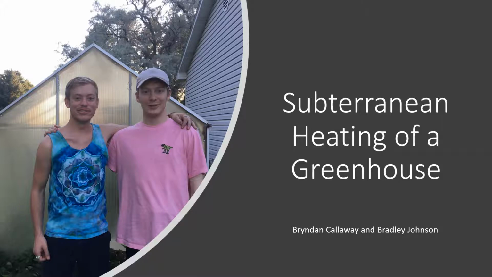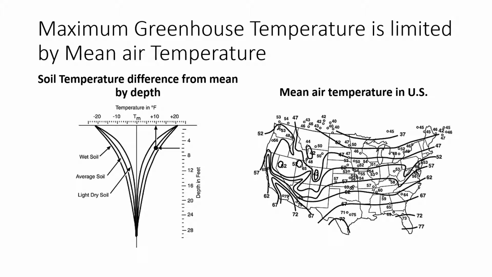So the first step was to look at the temperature of the soil at various depths in Rexburg, Idaho. In this image on the left, you can see that the temperature of the soil is going to vary by some amount based on its depth from the mean annual ambient air temperature of whatever place you're in. On the image on the right, you can see that in Rexburg, Idaho, the mean annual ambient air temperature is 42 degrees Fahrenheit, which is 11 degrees Celsius, 10 degrees Celsius.